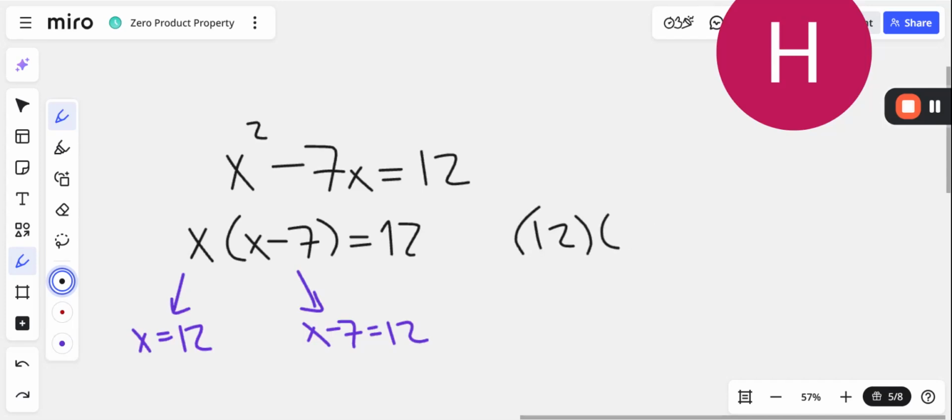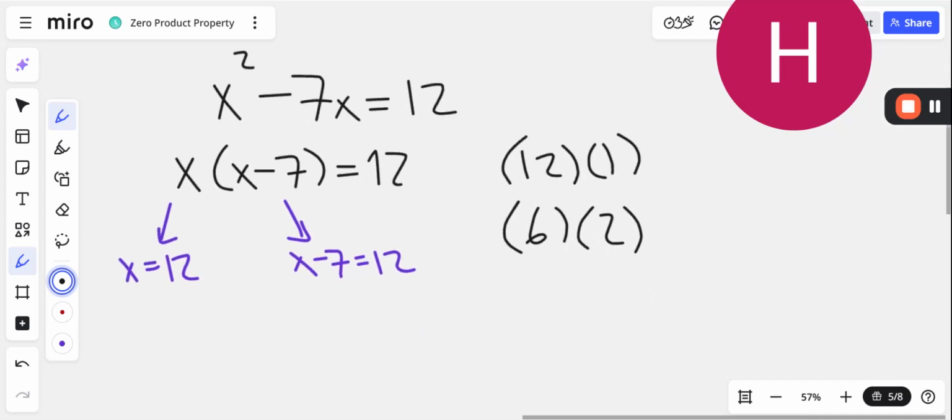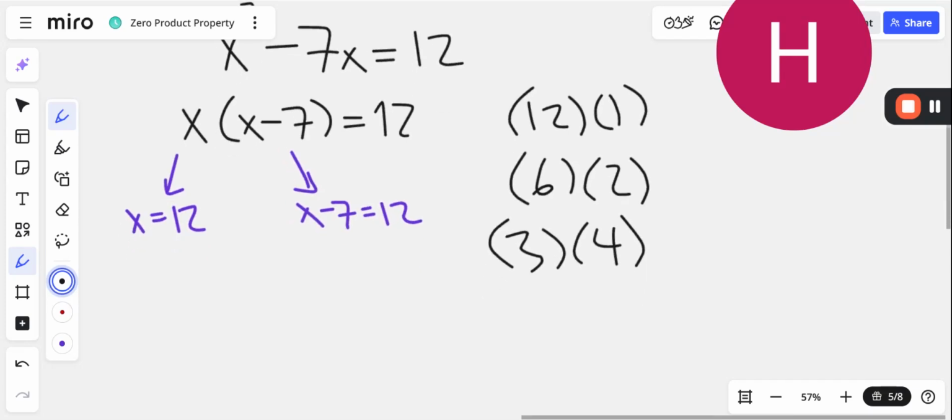We can have 12 times 1. That'll give us 12. We can have 6 times 2. That'll give us 12. We can have 3 times 4. That'll give us 12. We could even have some non-integer numbers. We can have something like 2.4 times 5, for example. So what are we going to do? Solve for when x satisfies all of these conditions?